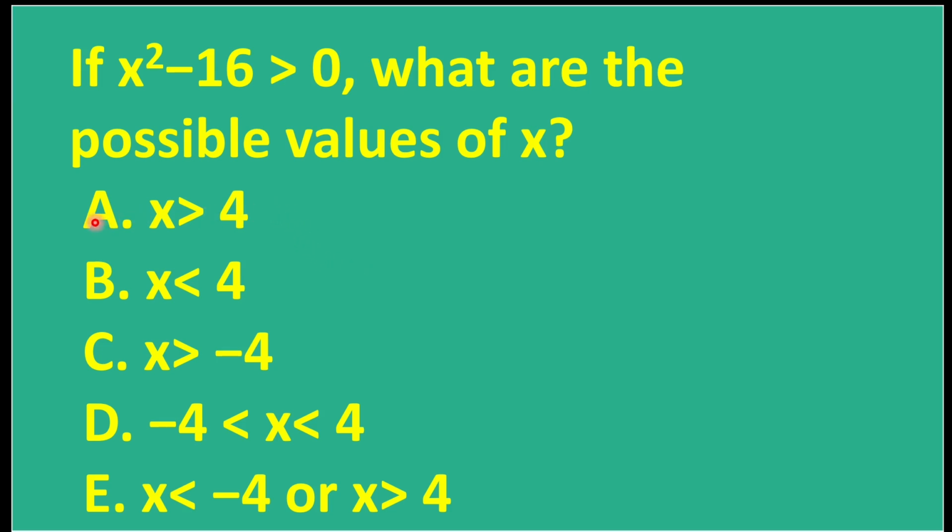So for option A, x is greater than 4. It means that if we put 5, 6, 7, what will be the result? Let's see over here. If we put 5, then 5 square equals 25, minus 16, which is obviously greater than 0. Similarly, if we put 6 over here, it will become 36 minus 16, which is equal to 20, which is greater than 0. So it means that option A is correct.